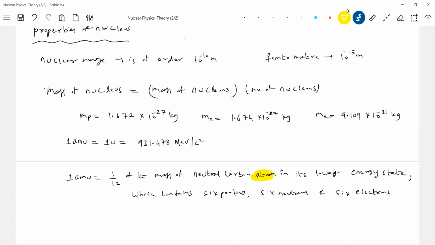How do we express mass in terms of energy? I think all of you know E equals mc square. From that, the energy equivalent of any particle can be determined here. So this is a basic unit to measure the mass of subatomic particles. Rather than kg, we prefer to express it in terms of AMU.